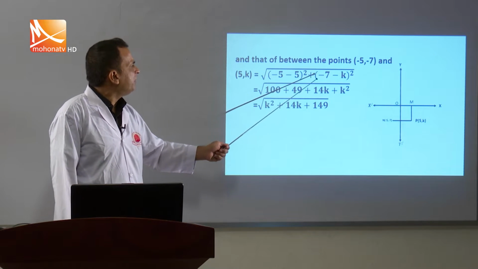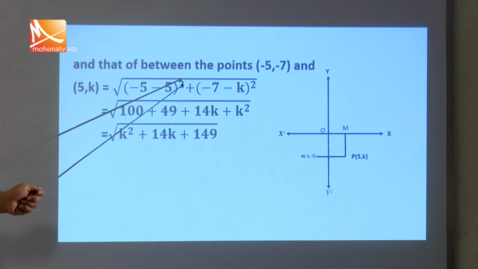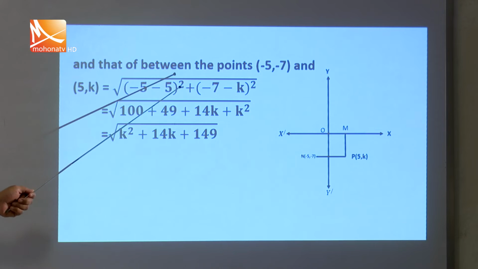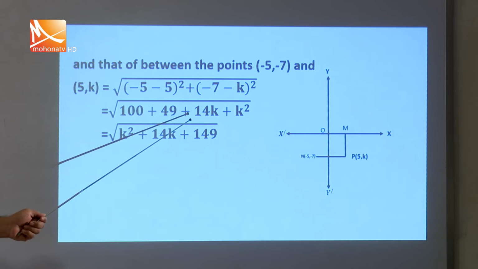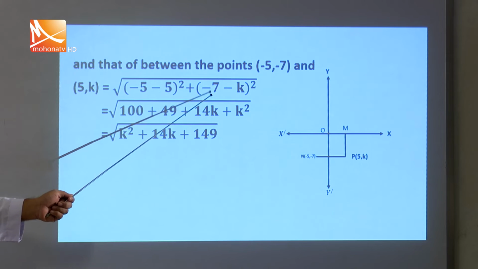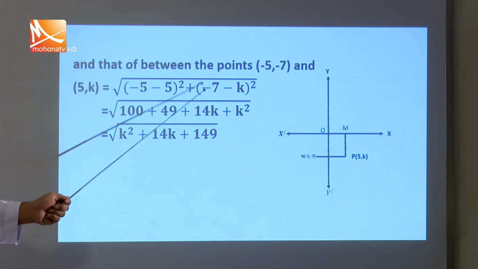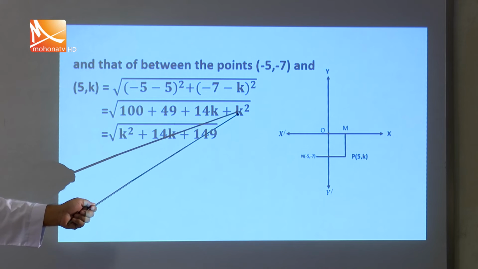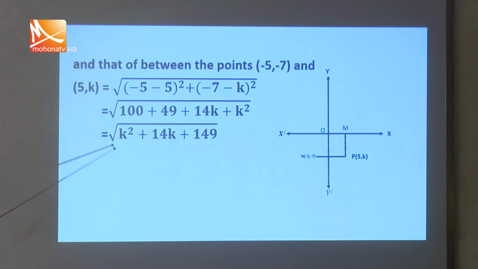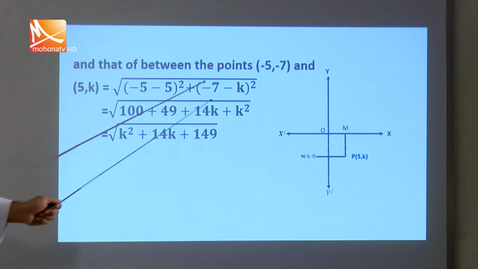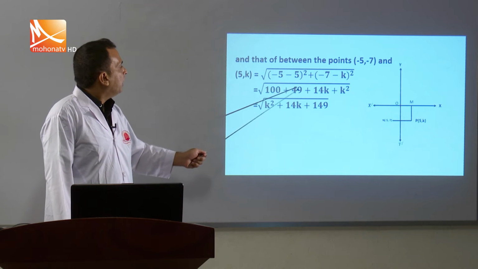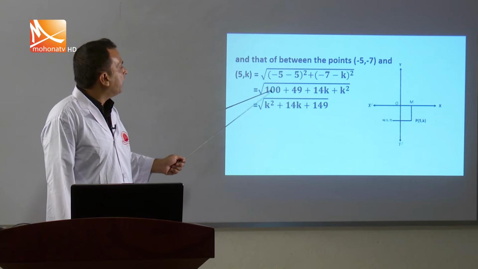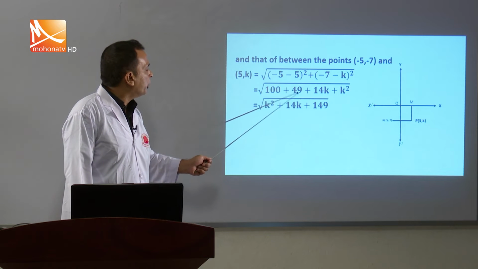We are going to expand this with the help of (a minus b) whole square. (a minus b) whole square, its expansion is a square minus 2ab plus b square. So minus 7 whole square, this is 49, plus 2 into minus 7 into minus k, it will be 14k, plus (minus k) whole square, this is k square. Okay, now we have square root of this: k square plus 14k. If we add 100 plus 49, it will be 149.